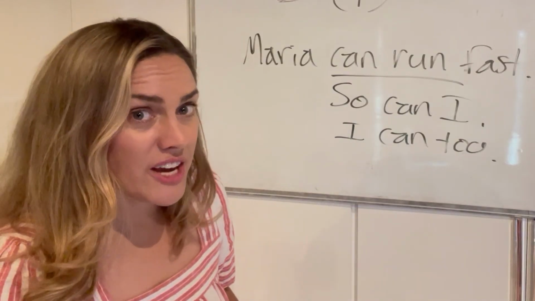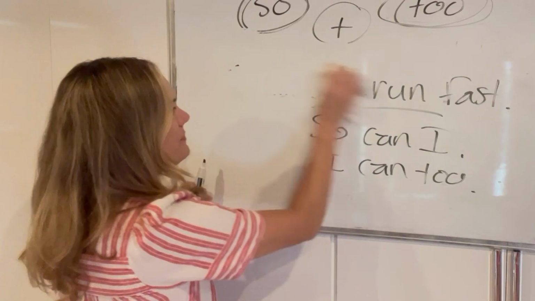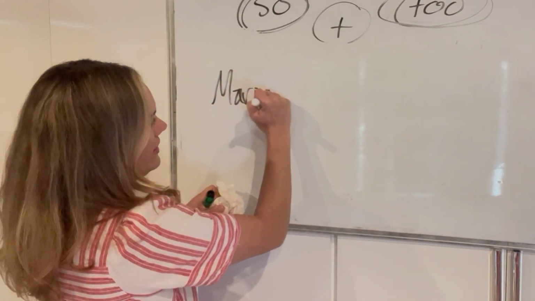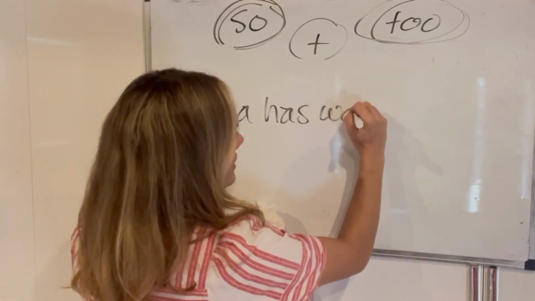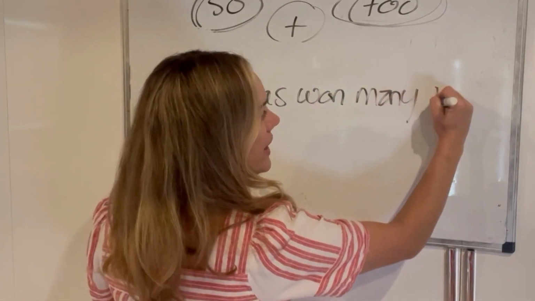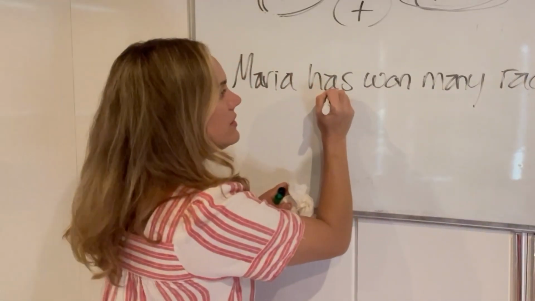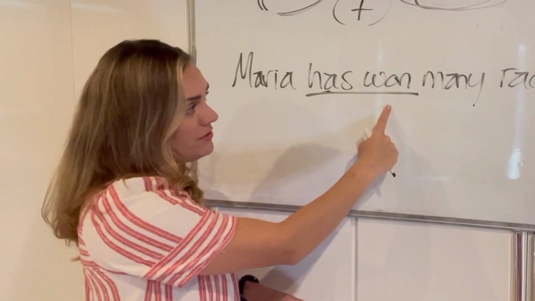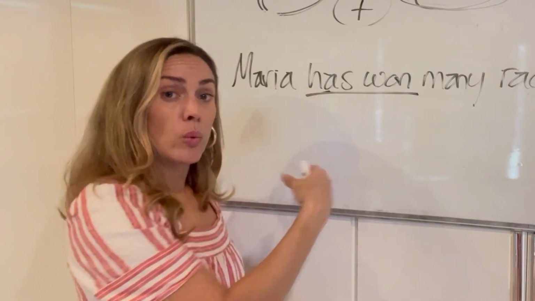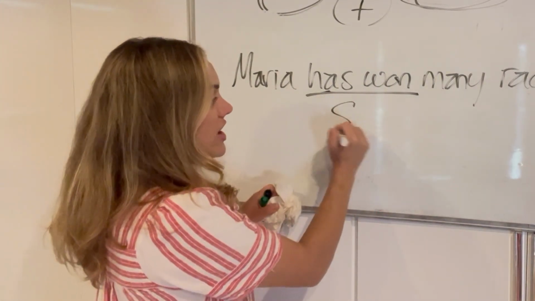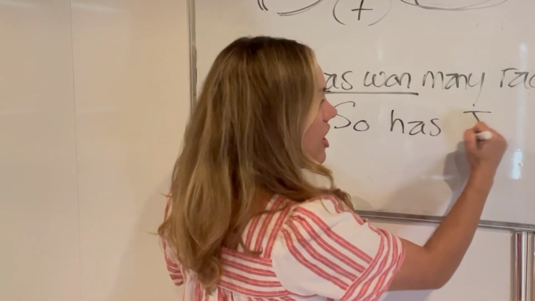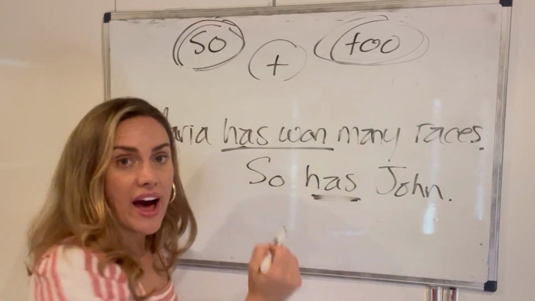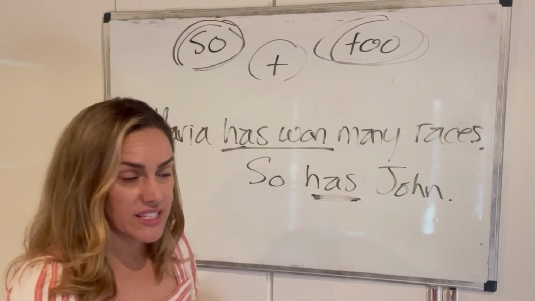Let's look at another type of verb with a helping verb. Maria has won many races. Helping verb, main verb. This is the present perfect. I want to show similarity. So has John. John also has run and won many races.